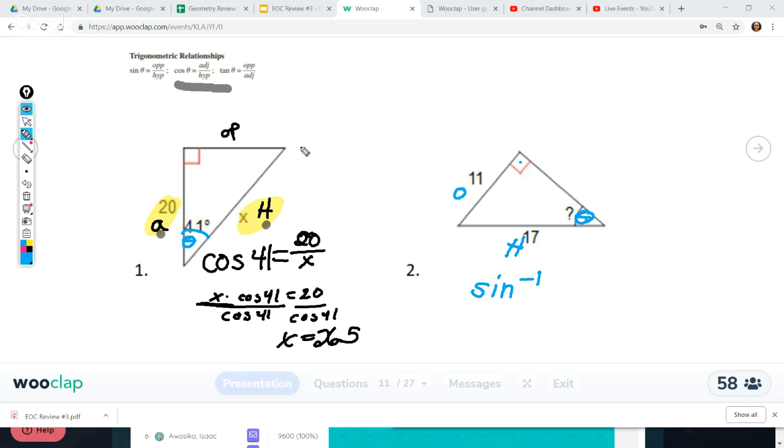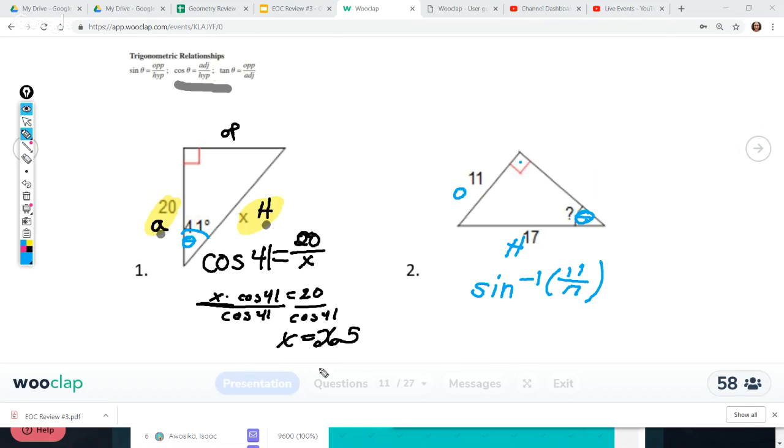Second. So I'm still going to do opposite over hypotenuse, so I'm still going to do 11 over 17, but I'm going to have to hit the second button first. So everyone, if you have a calculator or on your cell phone, hit the second button first, then hit sine, and then type in the fraction and close the parentheses. So you're hitting second, sine, put in the fraction, and then you need to hit equals.